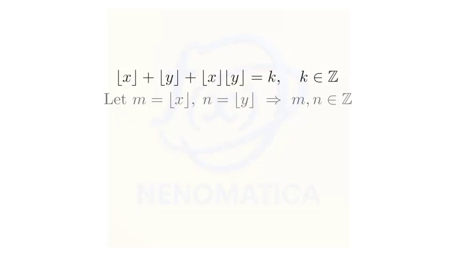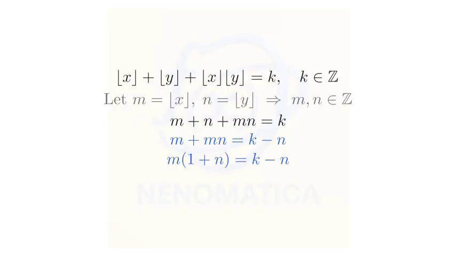x and y. Rewrite using m equals floor x and n equals floor y. The equation becomes m plus n plus mn equals k. Now isolate the terms with m on the left. Factor the left side: m times (1 plus n) equals k minus n.